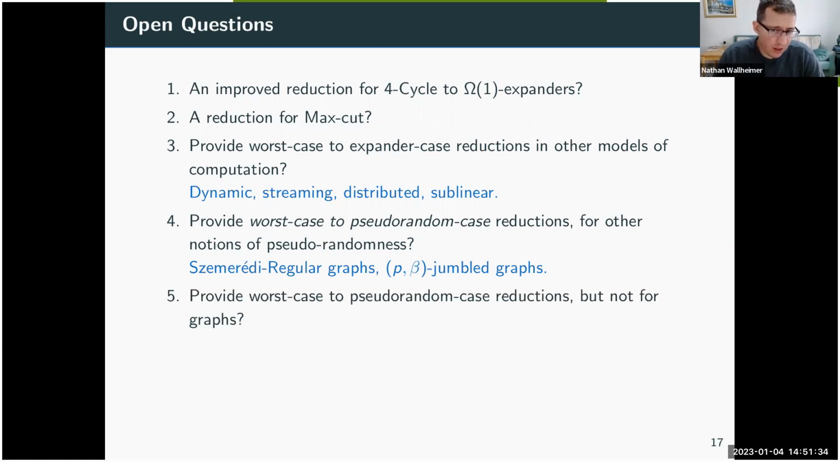And finally, why restrict ourselves to graphs? Maybe we can provide such reductions to pseudo-random strings or pseudo-random sets or any other objects of interest.